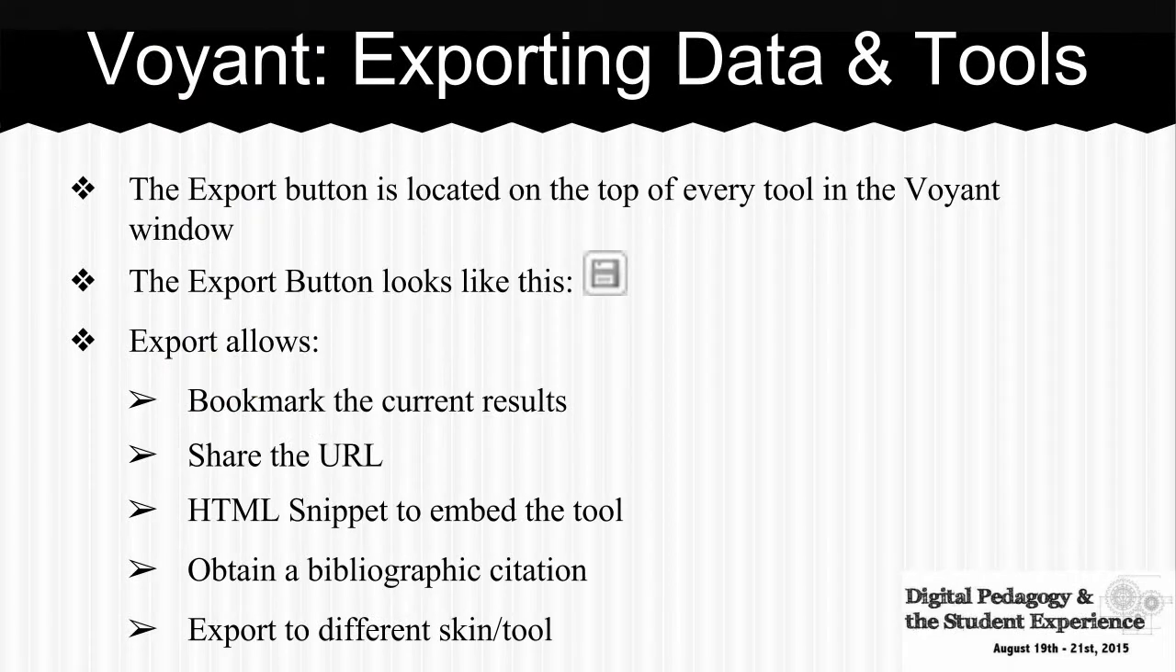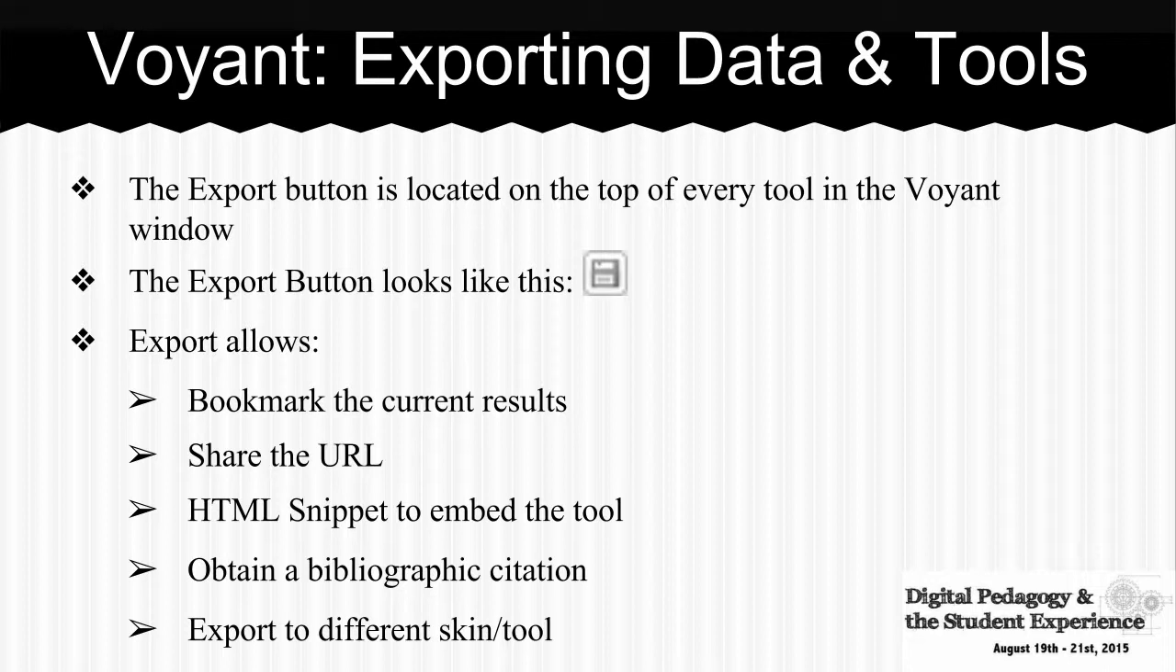Exporting data and tools. Voyant allows you to export the results of your analysis and share it. Every tool has an export button that looks like a diskette in the top right of the toolbar. There's also an export button for the whole page you've generated, and you can find that in the blue bar. This allows you to retain a copy of all the results generated by the Voyant tools.